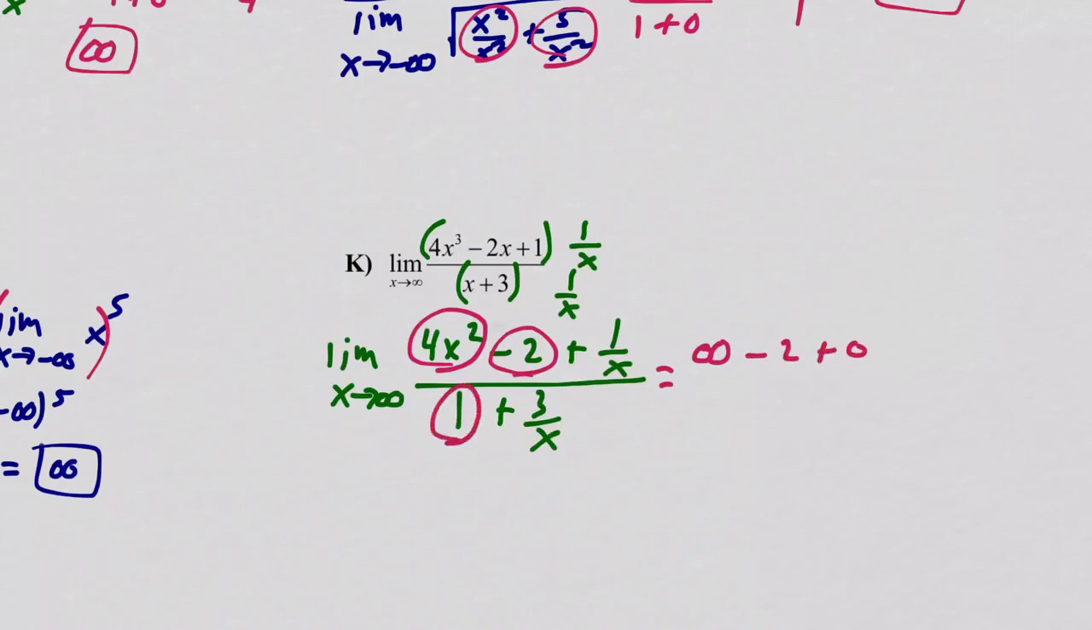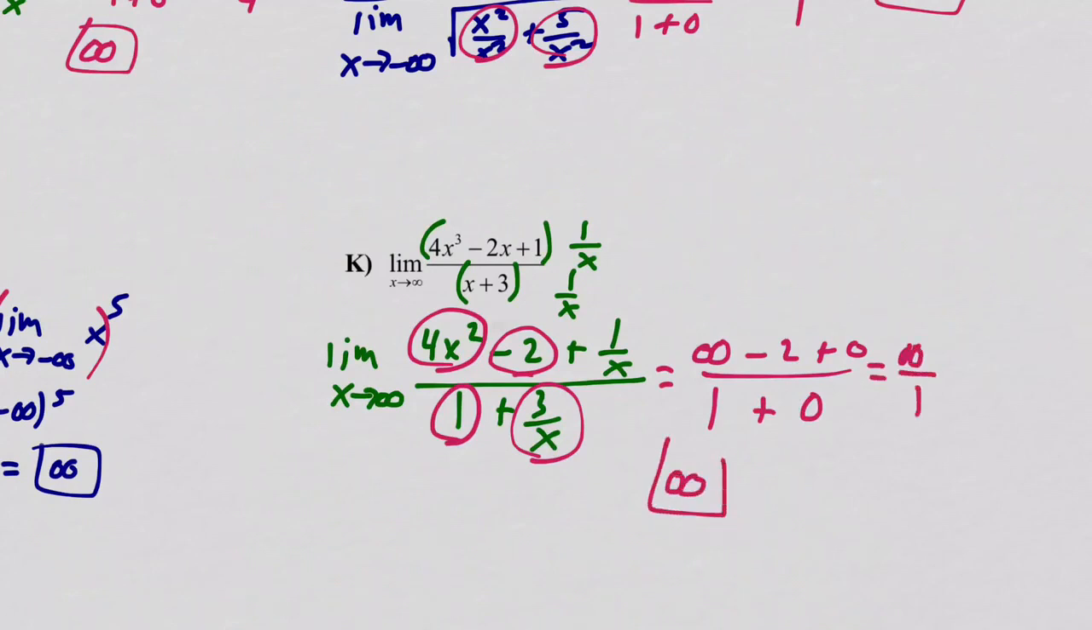The limit as x approaches infinity of 1 is 1, and the limit as x approaches infinity of 3 over x is going to get us 0. And our limit in this case is going to be infinity over 1, which is positive infinity. It's a little deceiving when you start looking at asymptotes. When you divide them, you get 4x squared. There's no such thing as a parabolic asymptote. So in this case for K, you're going to need to use limit properties in order to get the correct limit.